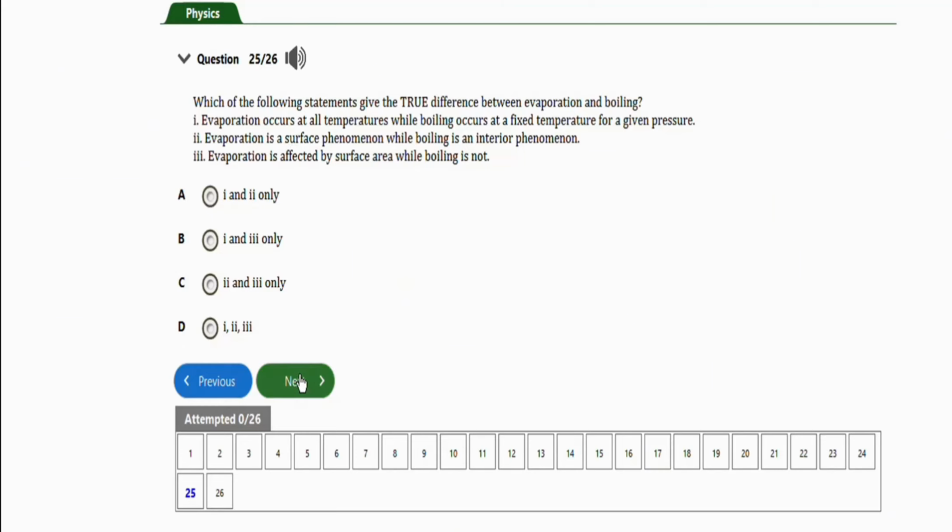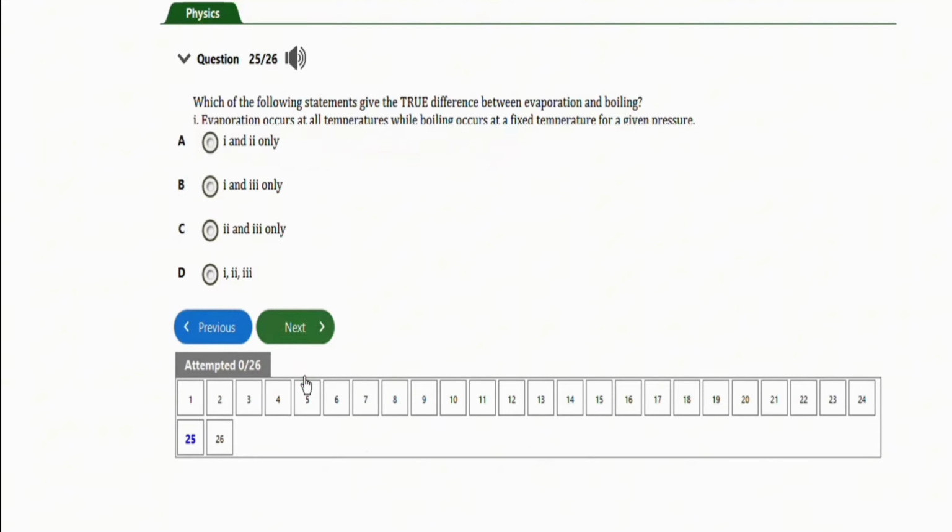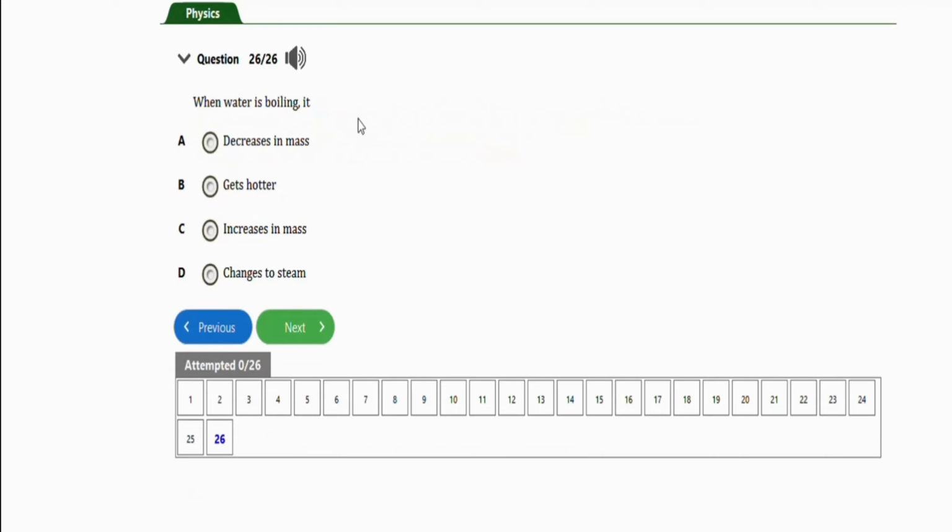Next question, which is the last one before I call it a class, is this one. It says, when water is boiling, it decreases in mass, gets hotter, increases in mass, changes to steam. I asked this question before. Correct option here is option D, which is changes to steam. So this basically can deal with problems involving change of state for your JAMB Physics. We practiced 25 questions for this topic. Hope there's something interesting in the video. Let's call it a video, guys.